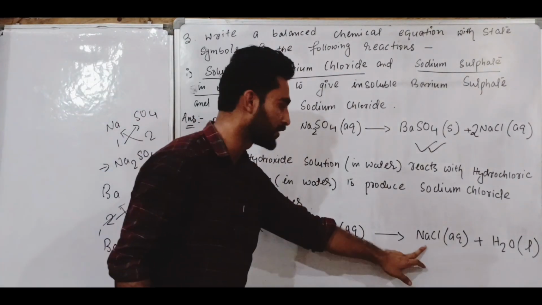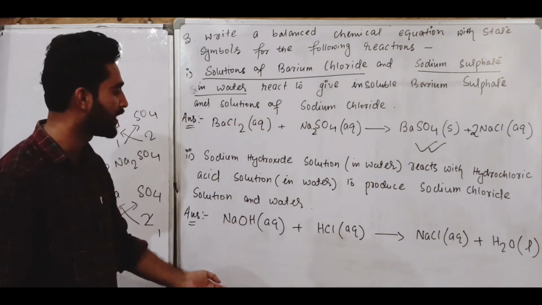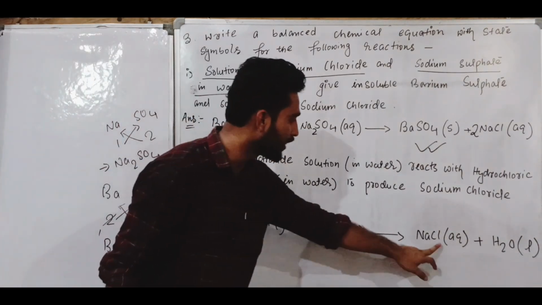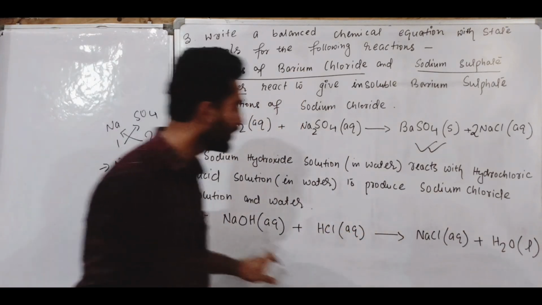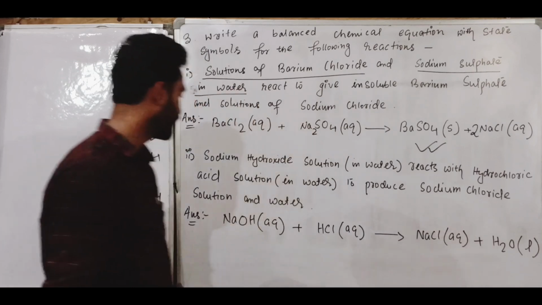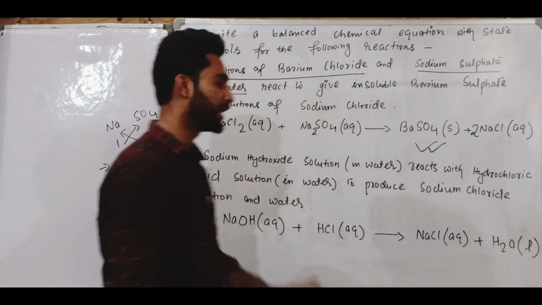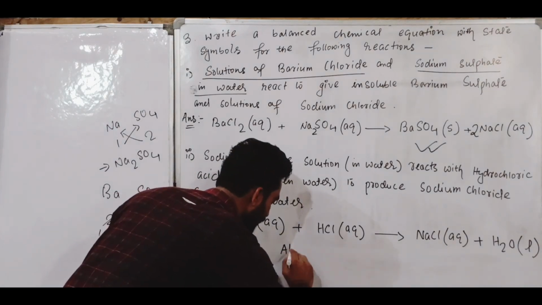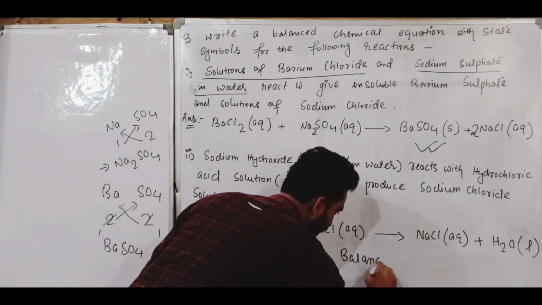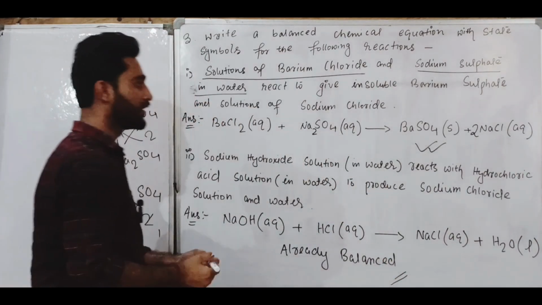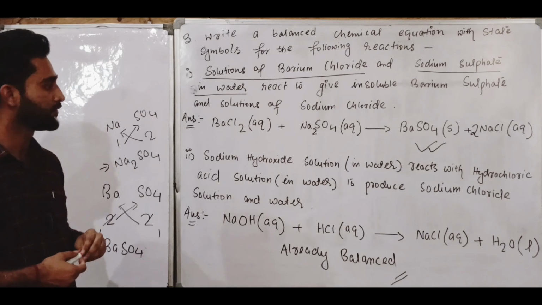Sodium 1, sodium 1. Sodium is the metal. Sodium balanced. Now try to balance the non-metal other than oxygen and hydrogen. Here chlorine 1, here chlorine 1. Chlorine also balanced. Now try to balance the oxygen. Here oxygen 1, here oxygen 1. Now hydrogen. Here hydrogen 1 plus 1, 2. Here hydrogen is 2. That means the reaction is already in the balanced state. So in this way, if we apply this trick, easily we can balance the chemical equation.